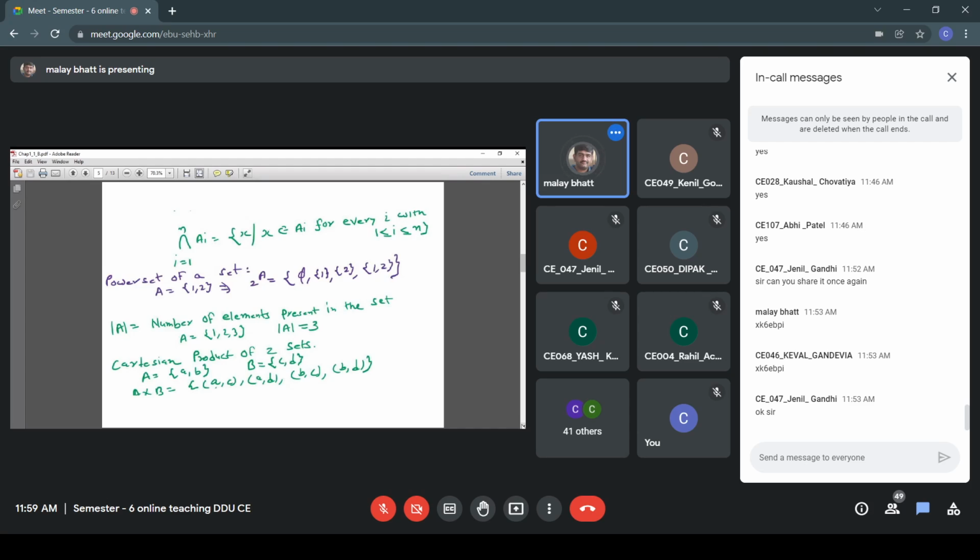Now the power set of a set. When we define the set A as {1, 2}, only two elements, then the power set is defined as 2 raised to A, which is equal to {∅, {1}, {2}, {1, 2}}. So this is the power set of the set. All the subsets of the given set are known as the power set.